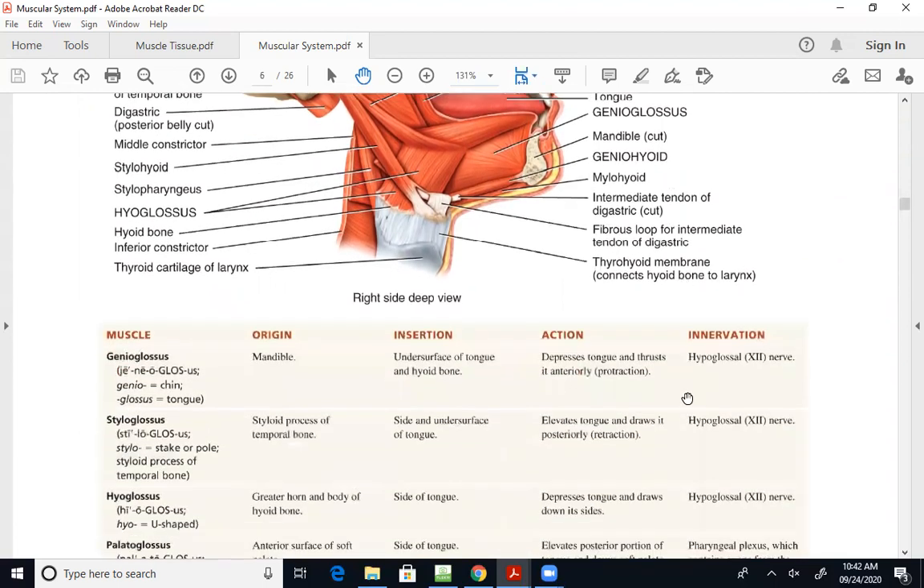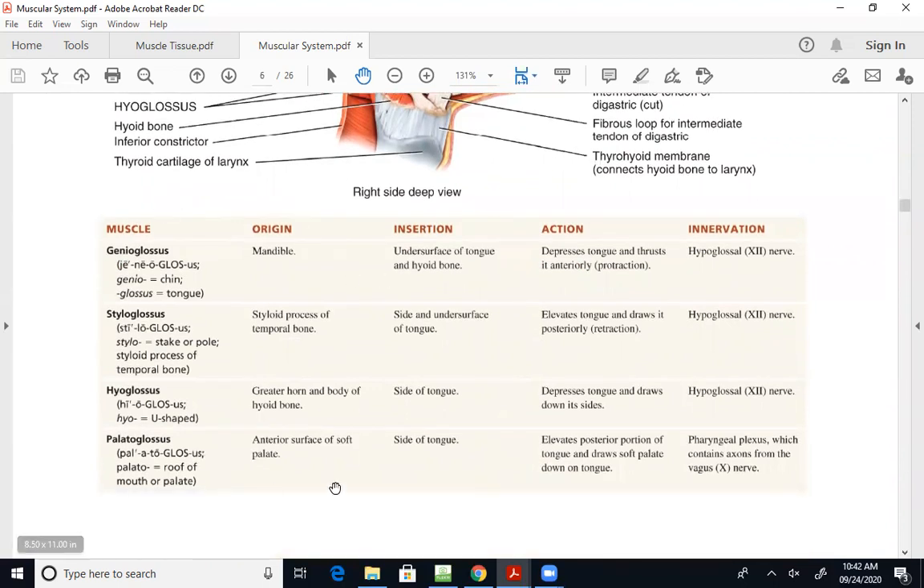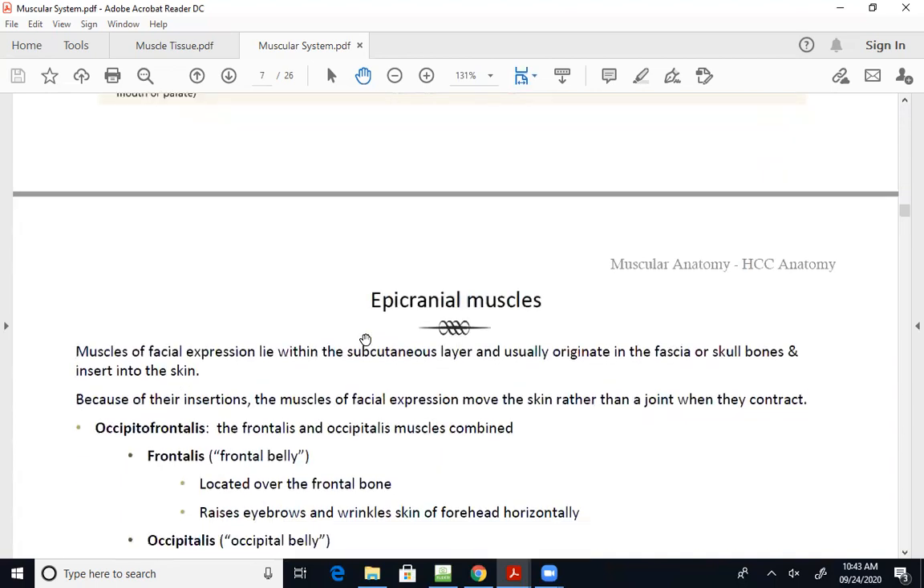Okay. Now, whenever possible, I also included, along with the illustration, a table. It kind of gives you a nice breakdown of where the name comes from, its origins, insertions, what its action is, so what it does, and then its innervation. Like I said, at places like K-State, KU, a lot of this stuff is fair game for exams, and I am not that mean.